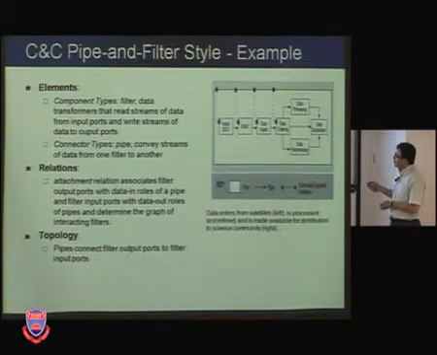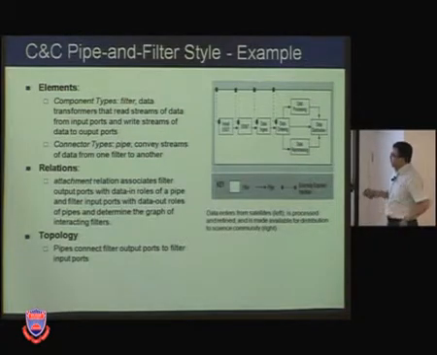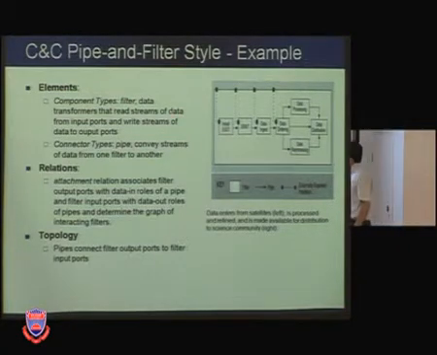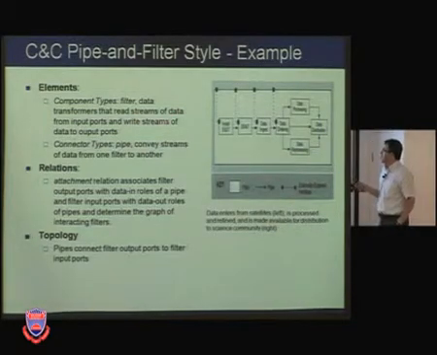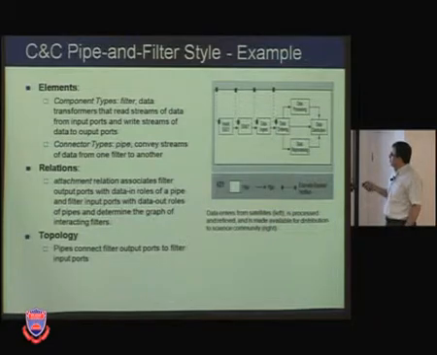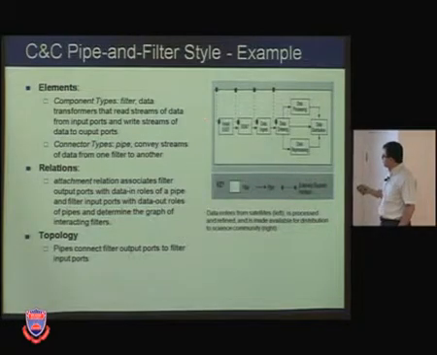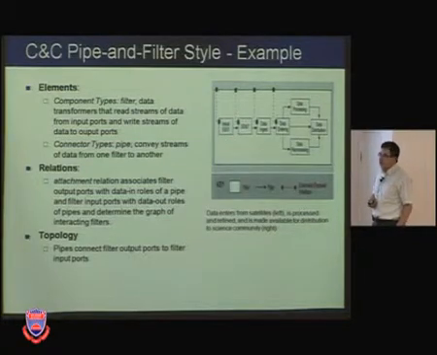Here the components are filters. Filters are runtime entities, which are data transformers that read streams of data from input ports and write streams of data to output ports. The connector types are pipes. They convey streams of data from one filter to another. This is an example pipe and filter view based on the style. This is the filter. It gets lots of data, it processes data, and it puts it to the output.